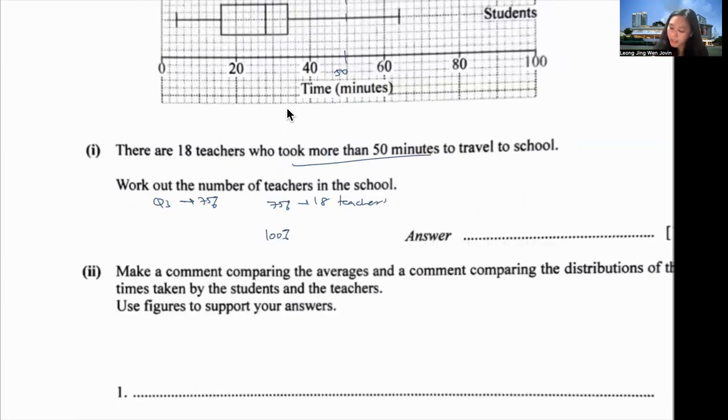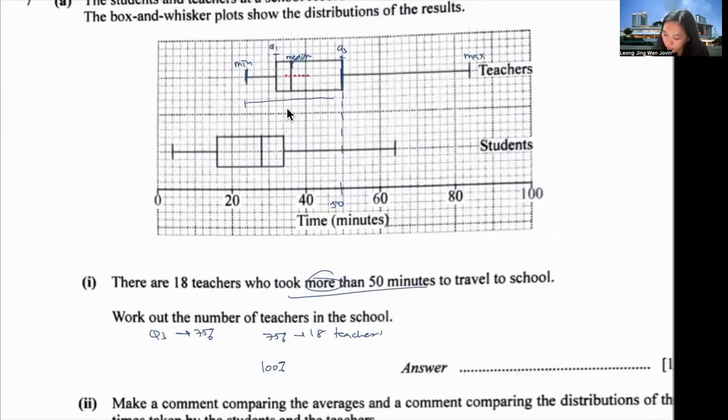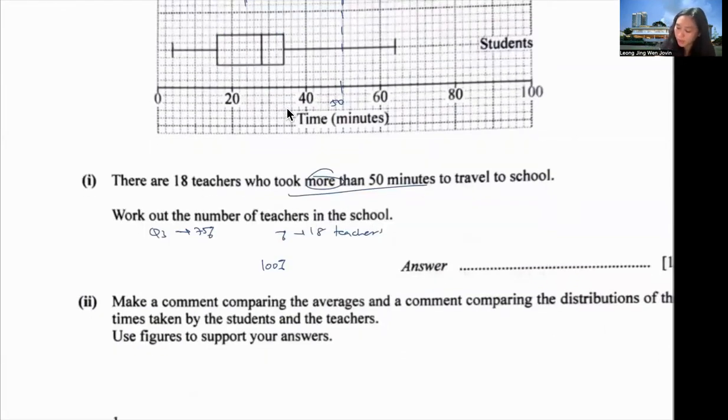Okay, my bad. There are 18 teachers who took more than 50 minutes. Okay, more than 50 minutes. So up to here, from your minimum all the way up to 50 minutes, right? This is your 75%. Okay, so the teachers who took more than that is actually from here all the way to here. Can see? So it's not very proportionate to the number, but it's understanding, right?